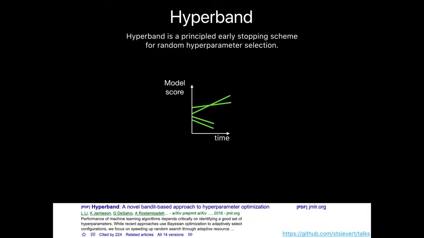So I said that Hyperband was a principled early stopping scheme. That means that there are 53 pages of math in Hyperband proving that Hyperband works well in the very general case. That's great.